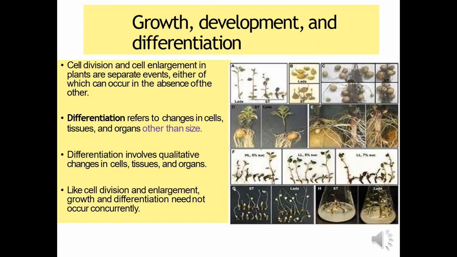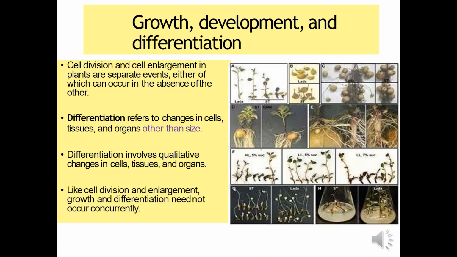This differentiation involves qualitative changes in cell, tissue and organ. Why qualitative? Because they differentiate by becoming different organs that you can see. You can see they have leaves, a lot of leaves, they have a root, and they have a height of stem, a different height of stem for different plants, for example the young compared to the old.